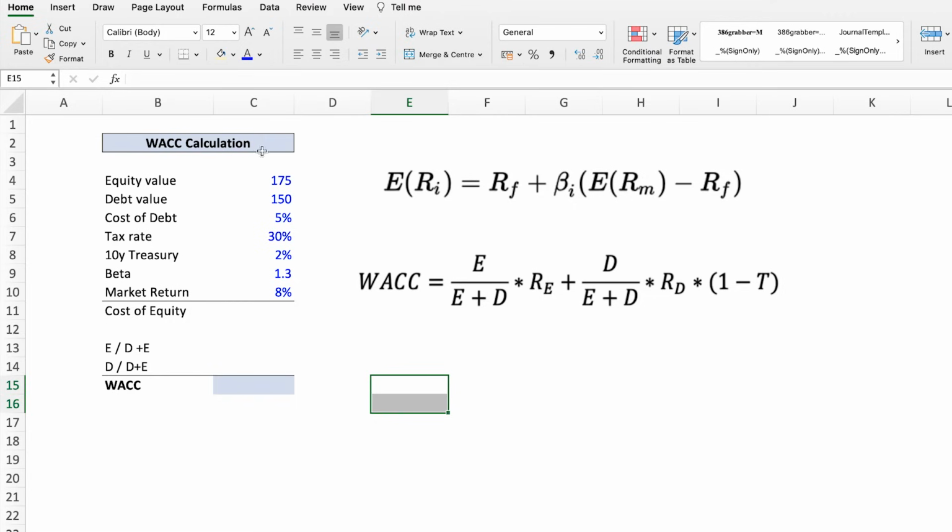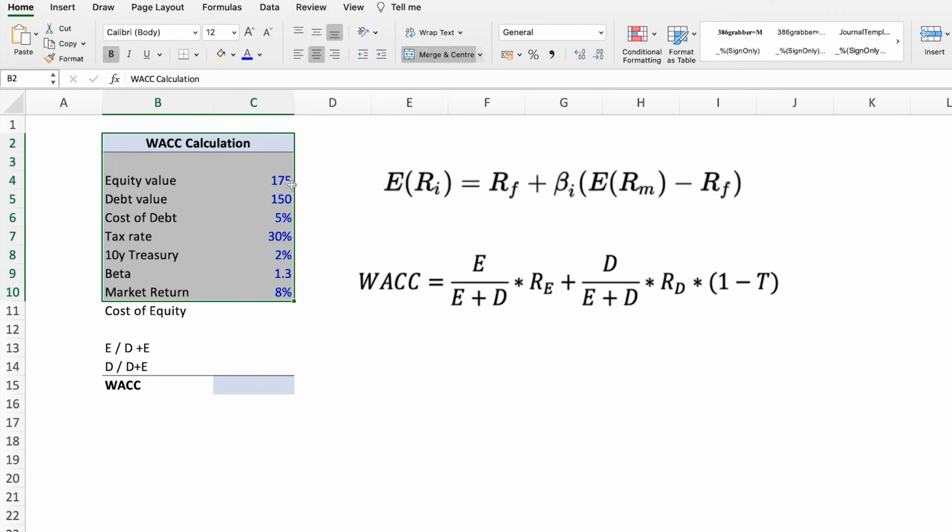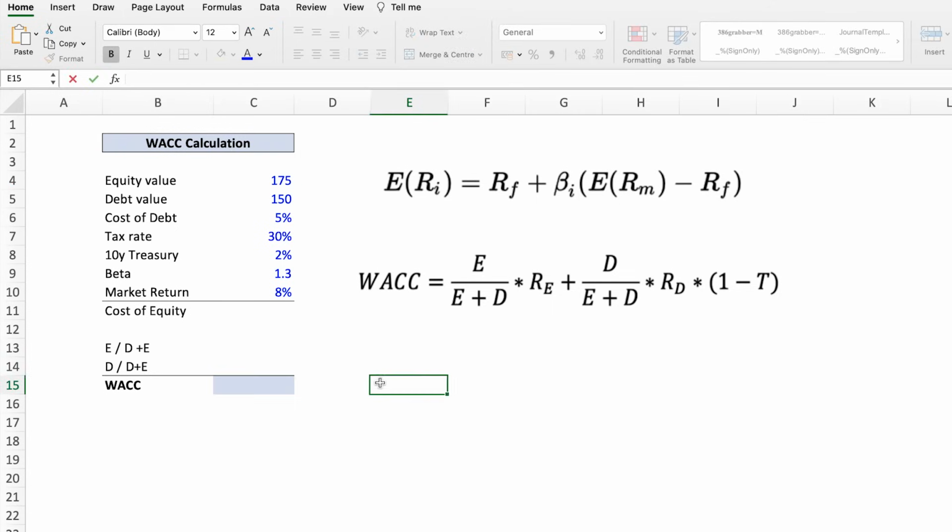And let's do the exercise for that together in Excel. So here we're given all the relevant data that we need for the WACC calculation, and I've also left the 2 formulas over here for reference, just in case you forget. But before we actually get to the WACC, we need to know the cost of equity, so we're going to calculate that first.